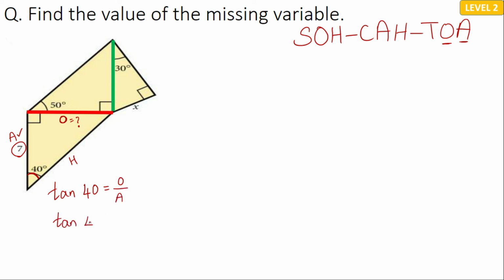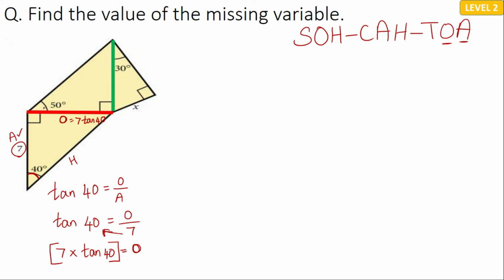So tan 40 equals O over 7. So from this, when I cross multiply, 7 multiplied by tan 40 is the value for O. For the accuracy of your final answer, it is always better not to simplify or to find the value for this now. So use O is equal to 7 tan 40. So we have found O, the red line, the side of this triangle, is 7 tan 40.